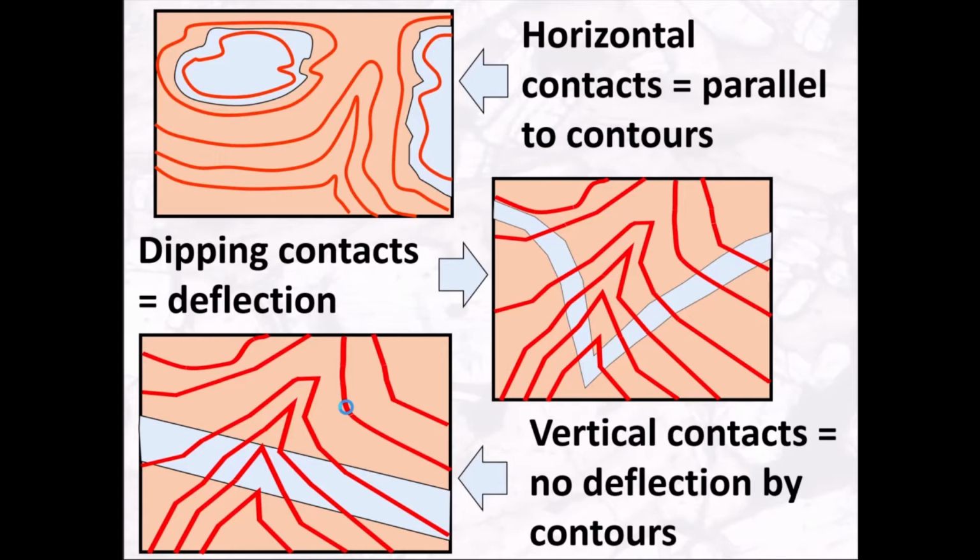So whenever you see a geological map that has 1, 2, or 3 of these different outcrop patterns, you immediately know something about the orientation of the beds. You know if they're flat lying or if they're vertical or if they have some angle of dip to them.